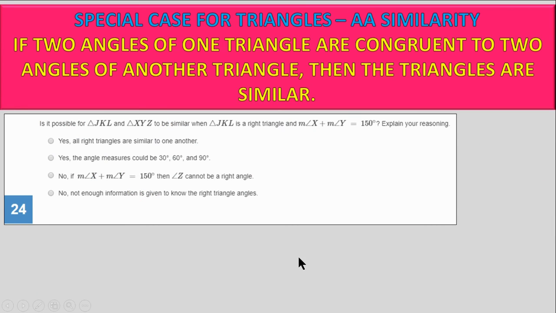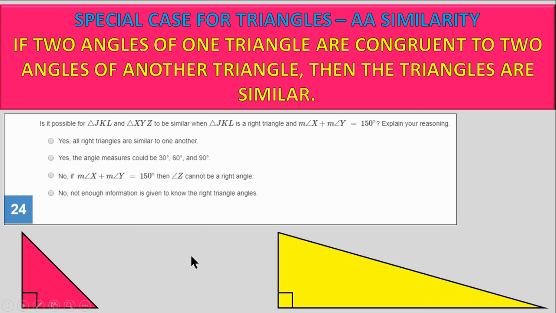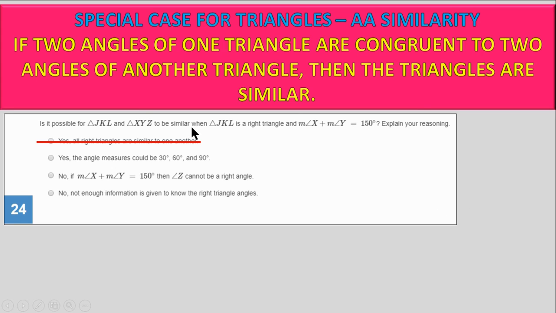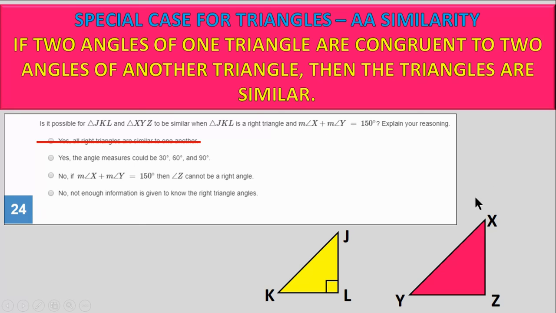So on number 20, the last part of the answer is that x equals 9. On problem number 24, they're talking about how all right triangles are similar. So before I even do any other part of the problem, there are two right triangles and they definitely are not similar. So I can eliminate that answer choice. Now, when I look closer, it tells me that triangle JKL is a right triangle. And it tells me that angle X plus angle Y should add up to 150 degrees.